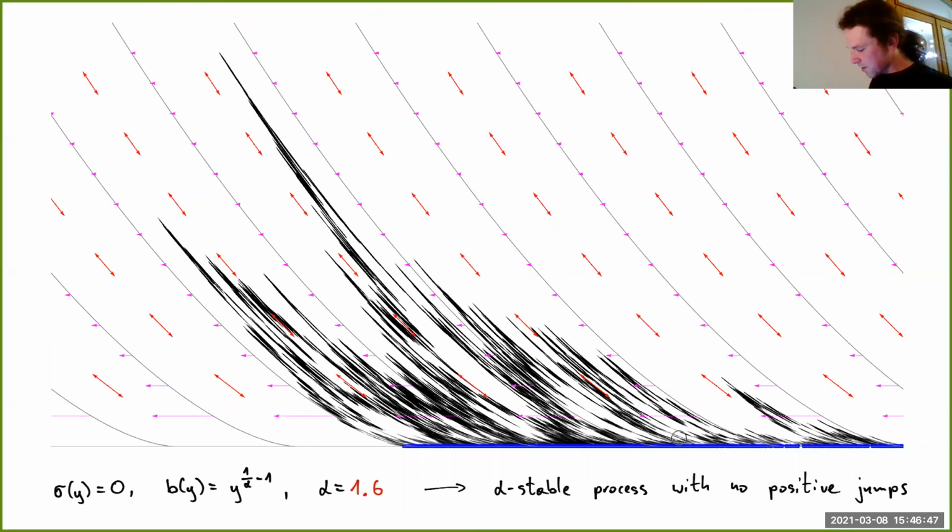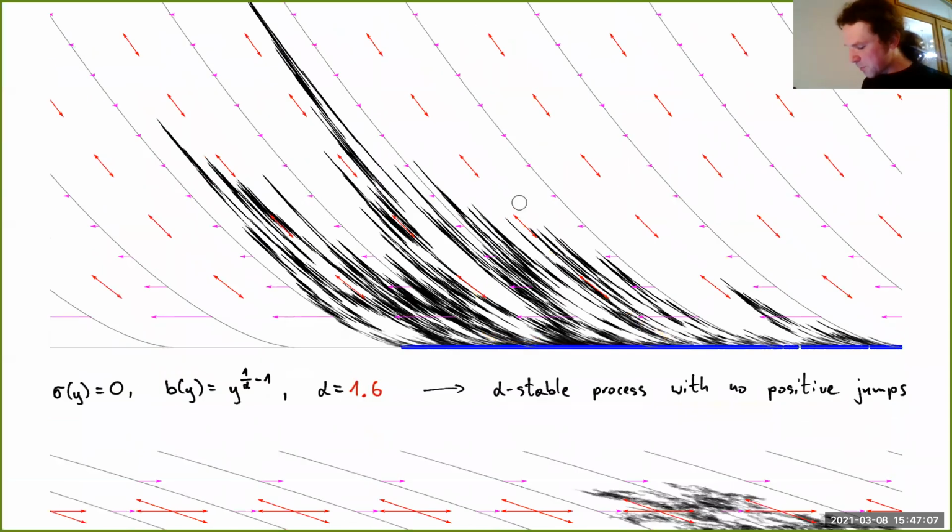So the diffusion will essentially move to the left, but then when it hits the boundary, because the profile lines are tangent to the boundary, it will get a kick to the right. So it will get some kind of continuous drift to the right, and that will lead to an alpha stable process with no positive jumps.